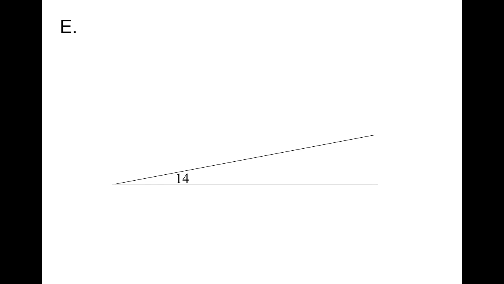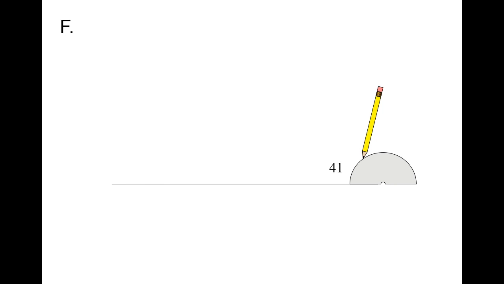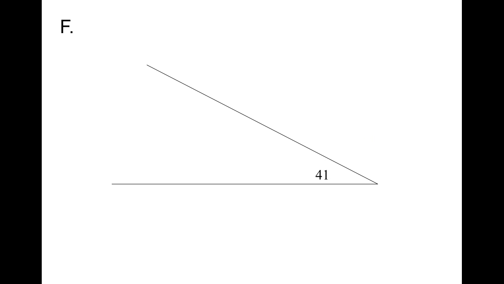F, same thing, except you're going from the right side. The vertex will be on the right end of that line. So mark off 41 degrees and draw a 41-degree angle. Pause the video until you catch up.